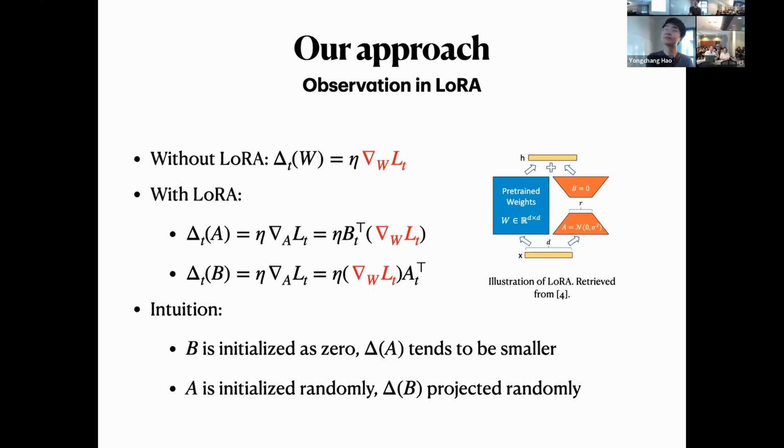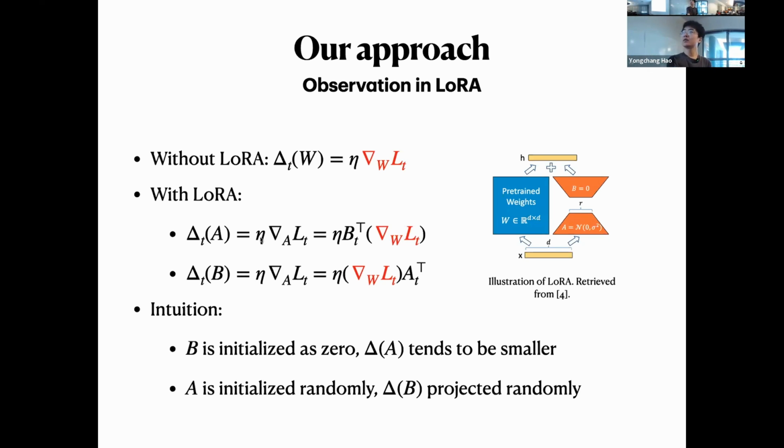Sorry, what is L? Oh, L is the loss function, and this is nabla, which represents the gradient. So you basically take the gradient of the loss function with regard to this W, your original matrix, and also for this one, it's for matrix A and B. Sorry, this should be B. So without LoRA, we have a gradient like this with shape n times m.